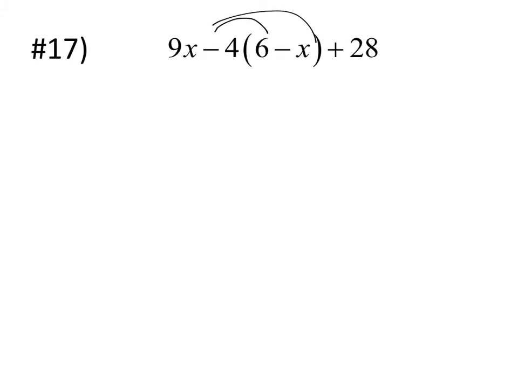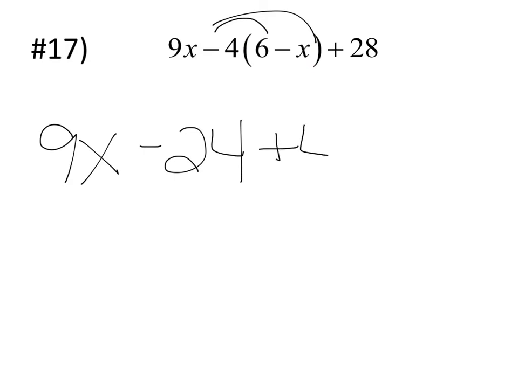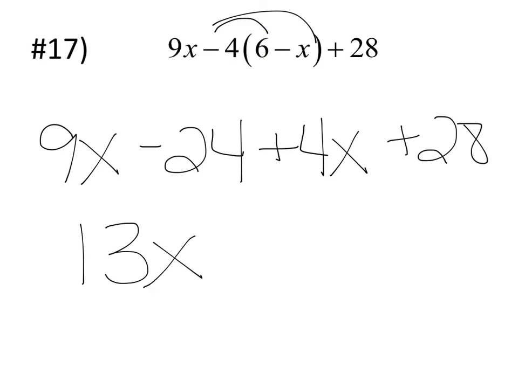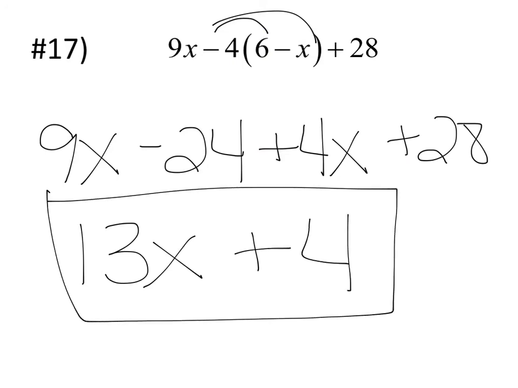Okay, so first thing we need to do is distribute this negative 4. So I've got 9x. If I distribute negative 4 to 6, I get negative 24. If I distribute negative 4 to negative x, I get positive 4x. And then I've got plus 28. Now I'm going to combine my like terms. So 9x plus 4x is 13x. And then negative 24 plus 28 is positive 4. So it's just 13x plus 4.